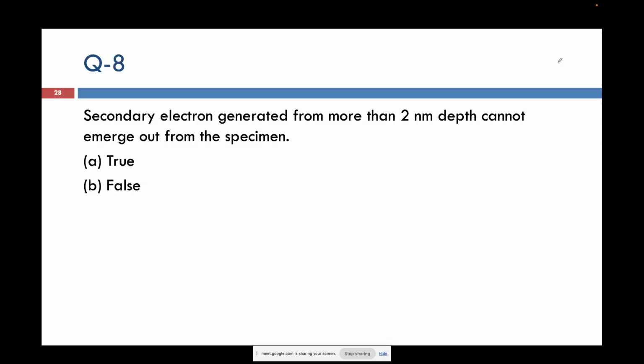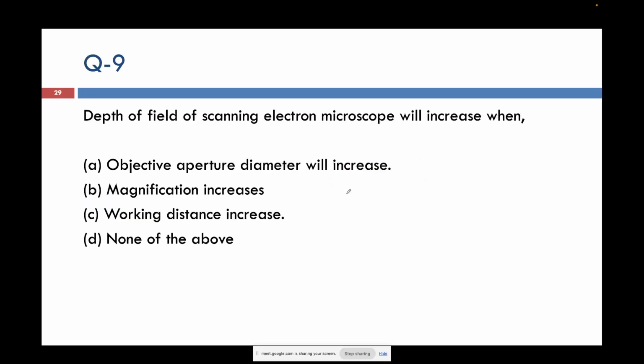False. Yes, that's a false statement, because secondary electrons have a penetration depth of 3 to 50 nanometers. They can emerge only from a depth of 3 to 50 nanometers. Okay, so that is the correct answer.